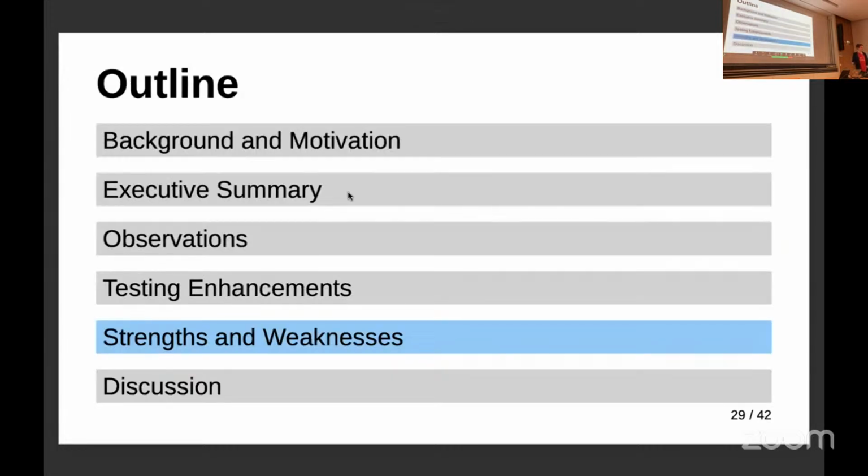Okay, so now that's basically all the content in the paper. Let's look at some of its strengths and weaknesses.